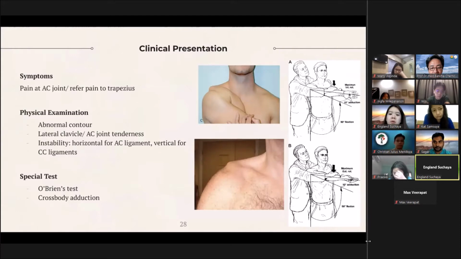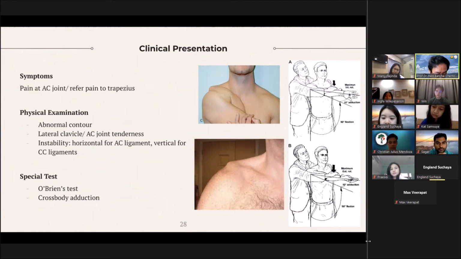So the clinical presentation is that a patient will typically come to you with pain at the AC joint. For physical examination, the number one striking finding that you can see, especially for the patient we saw just this morning, is abnormal contour and lateral clavicle AC joint tenderness. It can also have instability, both horizontal and vertical, depending on which ligament is intact or damaged. The special tests that we also did today were the O'Brien test and cross-body adduction.